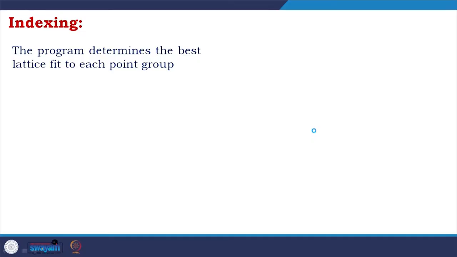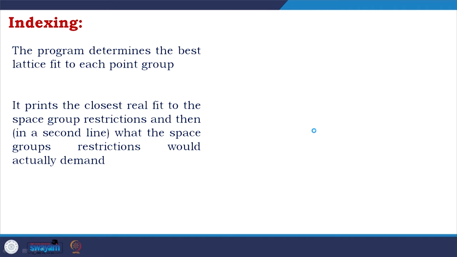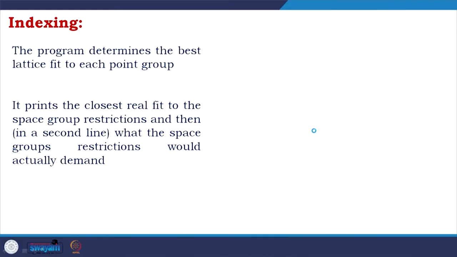So, indexing, we talked about: the program determines the best lattice fit to each point group. It prints the closest real fit to the space group restrictions, and then what the space group restriction would actually demand. So, you got the first data, you look at the quality of the data by looking at the diffraction pattern, and now you go to the next step, which is indexing. The tensor index is the column you will see which gives a correlation of the fit. So, the diffraction pattern is the first critical thing you have to understand while going for crystallographic data collection.